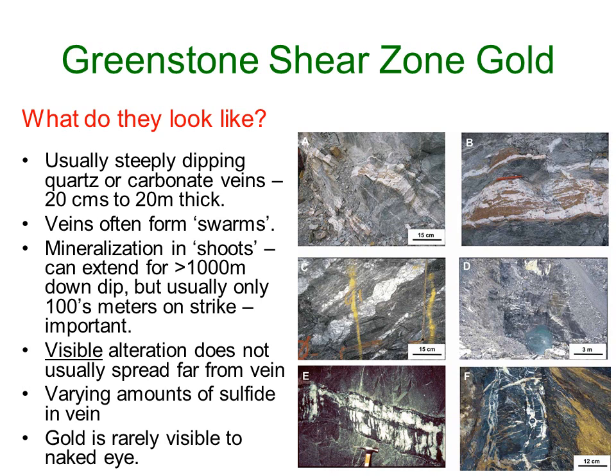What do greenstone shear zone hosted deposits look like? Well, they usually comprise one or more steeply dipping quartz and/or carbonate rich veins. As you can see in the pictures, these sometimes form swarms of veins or even stockworks of narrow veins. Mineralization is irregularly distributed in the veins, often forming steeply plunging high-grade ore shoots.